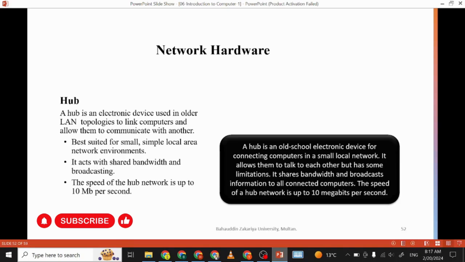A hub is an old-school electronic device for connecting computers in small local networks. It allows them to talk to each other but has some limitations. It shares bandwidth and broadcasts information to all connected computers. The speed of a hub network is up to 10 megabytes per second.